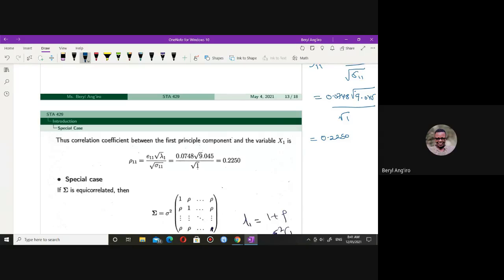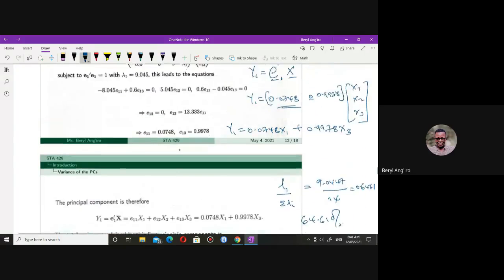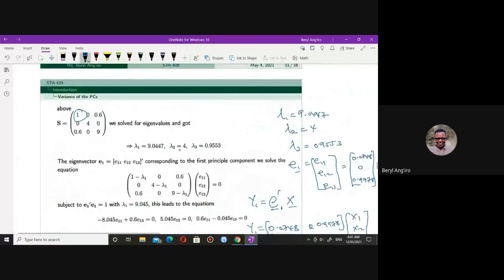So this is how we get the ith principal component from the eigenvalues and the corresponding eigenvector of that eigenvalue. Then we can calculate the proportion of variance that principal component explains, and also the proportion of variance that is explained by the first k principal components, and then we can calculate the correlation coefficient between the principal component and the kth variable. So from here again you can calculate the second principal component.